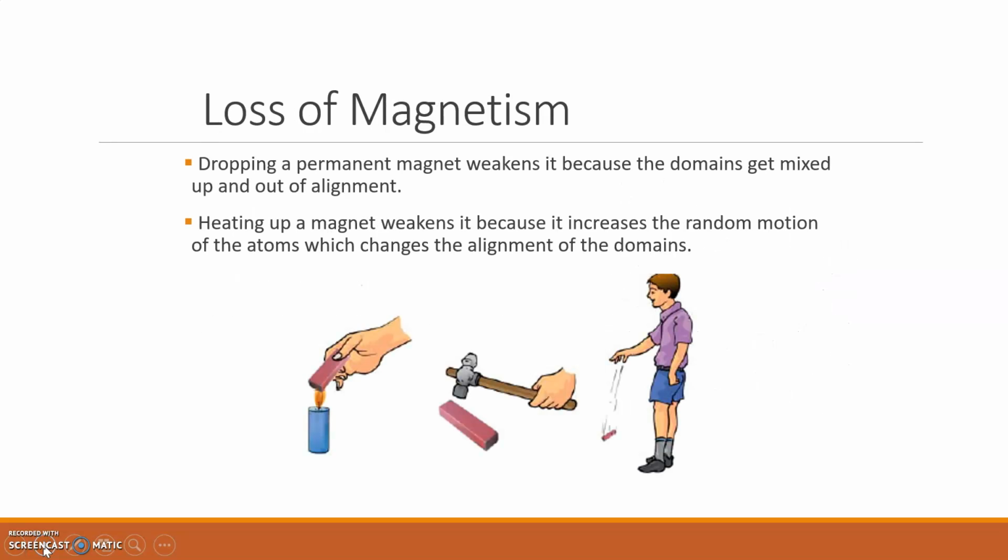And then in order to lose magnetism, which you do not want to do, if you have a magnet, you're going to want to try to avoid dropping it or heating it up. If you continue to drop a magnet, that's going to shake up the domains and cause the magnetic force to become weaker. And also if you heat up the magnet, it's going to cause those domains to be able to move around and shake up a bit, and that's also going to cause the magnetic field to weaken.